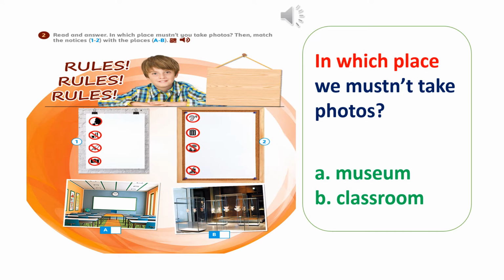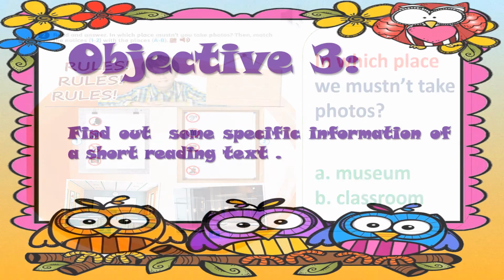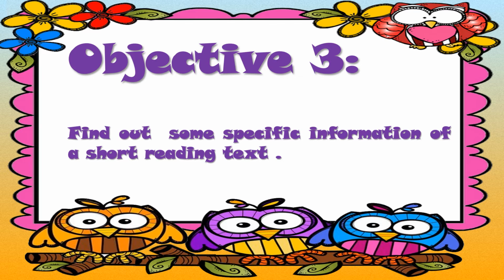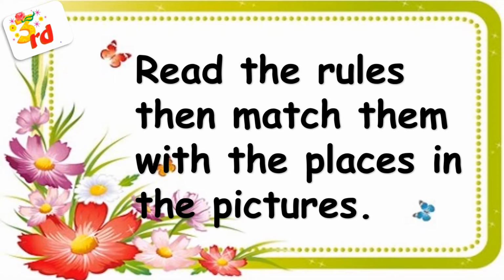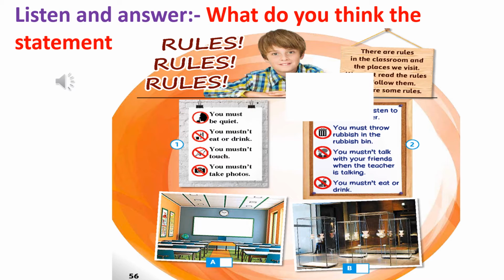Very good. After listening to the CD player, who can tell me in which place we must take photo? A museum or classroom? The right answer is A, museum. Very good. Now we come to objective number 3, which is to find out some specific information of a short reading text. Read the rules once again, then match them with the places and the pictures.